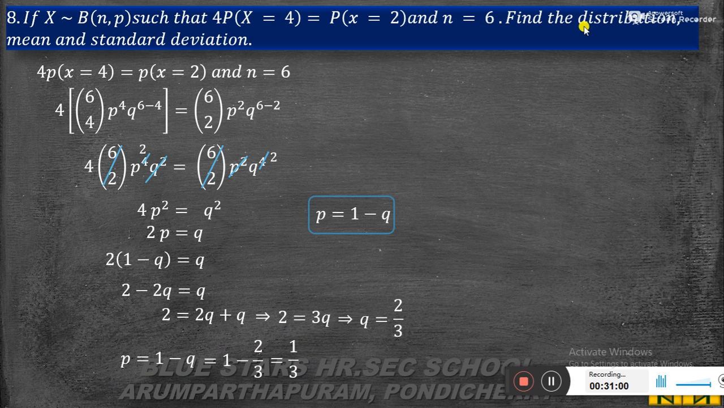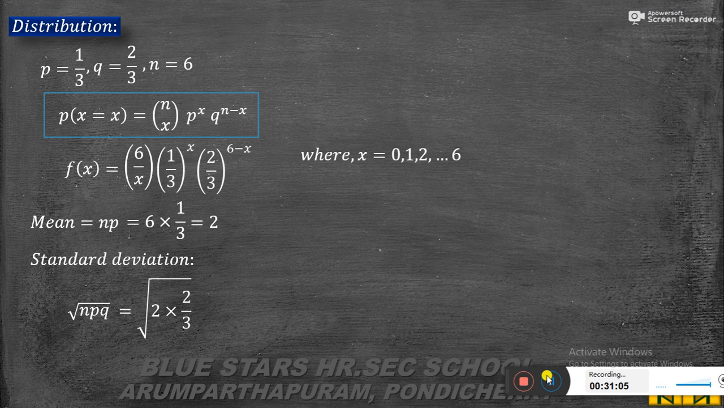So now they ask about the distribution, mean and standard deviation. The distribution has p equal to 1 by 3, q equal to 2 by 3, n equal to 6. I substitute in the binomial distribution formula: probability of x equal to nCx, p power x, q power n minus x. So n value is 6, 6Cx, p value is 1 by 3, 1 by 3 whole power x, q value is 2 by 3, 2 by 3 whole power 6 minus x. The x takes the values 0, 1, 2, 3 up to 6.